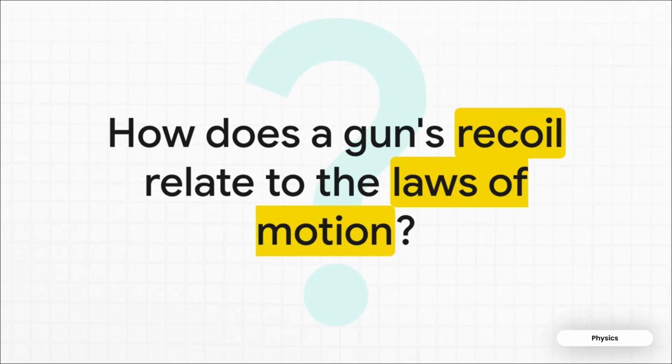So, we've covered the first and second laws. Now, I want to leave you with a question to think about. When a bullet is fired from a gun, why does a gun kick back? You know, that recoil? How does that relate to these laws of motion we just talked about? Give it some thought because the answer is hidden in Newton's next law.